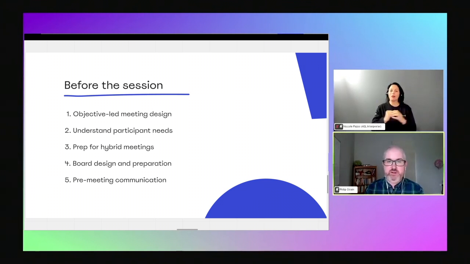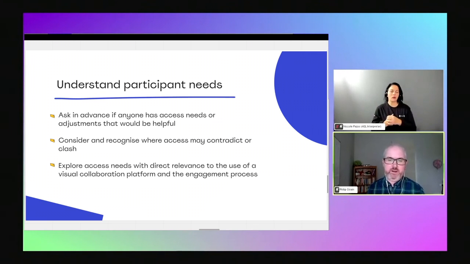And then pre-meeting communications: communicate to participants ahead of the session to make sure everyone attending has the agenda. So I just want to highlight, understanding participant needs is absolutely critical to the success of creating an inclusive meeting. So ask in advance if people have access needs or adjustments, and consider and recognize those needs where the access needs may clash or contradict each other. And then explore access needs with relevance to the use of a visual collaboration platform such as Miro.